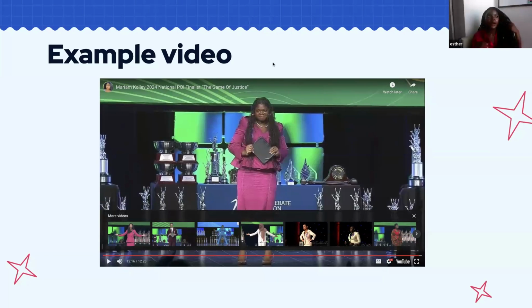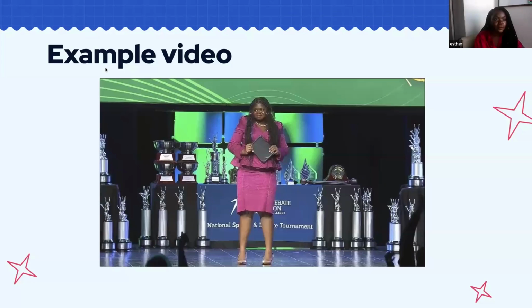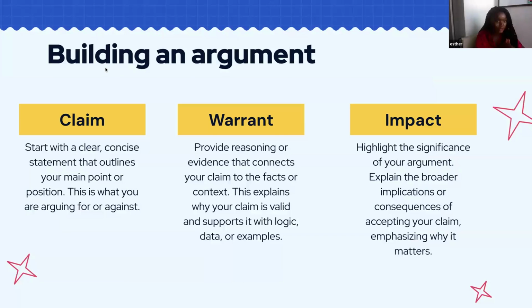Okay. This is what I'm going to ask you to do. This is what comes with making a good claim. I'm going to go back to the claim slide so we can revise what a claim is. A claim is a clear, concise statement that outlines your main position. So now that you said you want your piece to be about chronic pain.